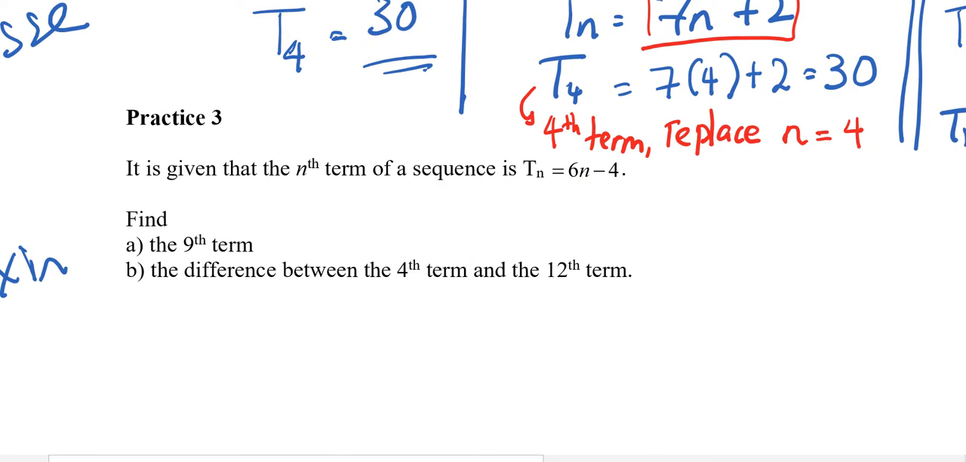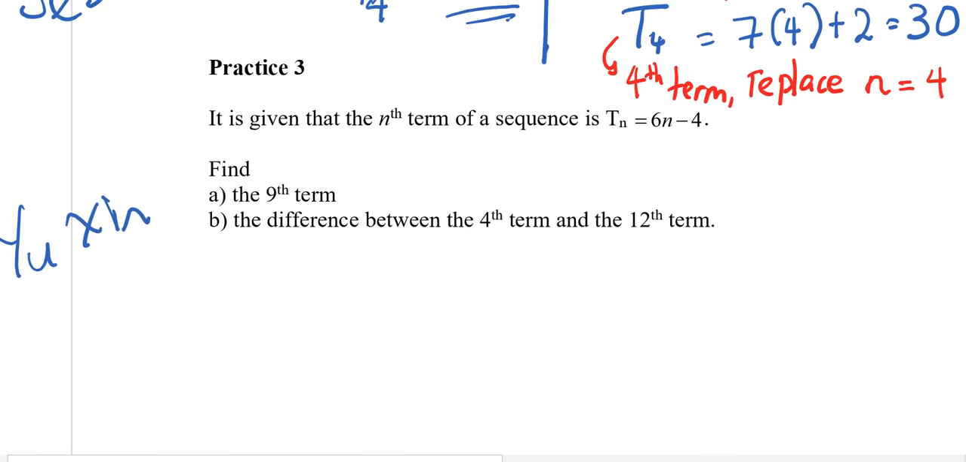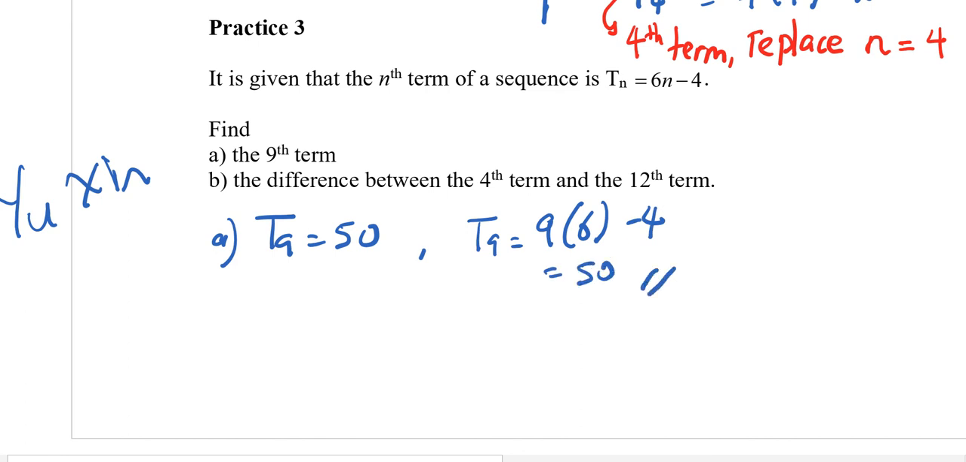Now, you see what's the answer for term 9? 50. So, term 9 is equals to 50. You see, can you tell me how to do? Term 9 is equals to what? 9 times 6 minus 4. Answer is 50. Very good. Anyone don't understand? All understand.